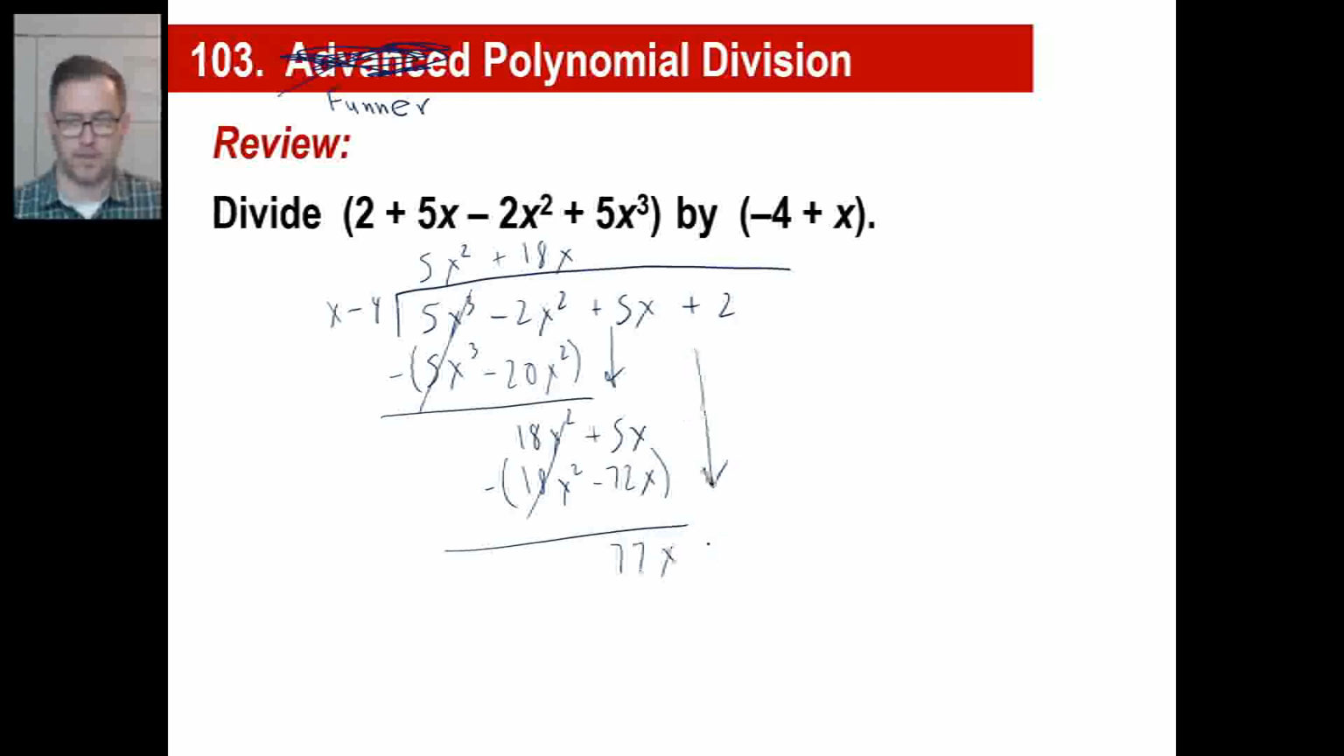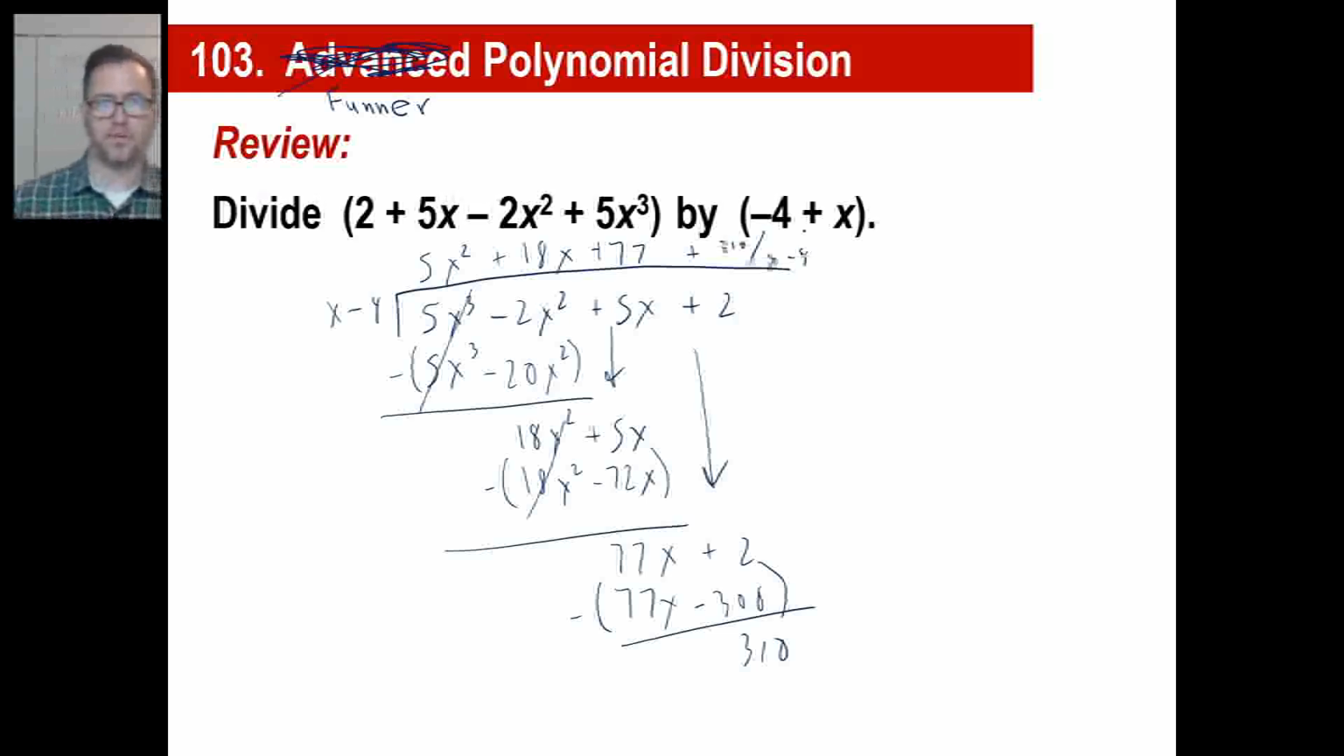This drops again. 77 divided by x is 77. And we times that there. We get 77x minus 4. Good gravy. It's negative 308. All right. So we subtract the whole thing. We get 310 left over. That's going to be plus 310 over x minus 4. Remember those? Okay. I'm sure you do. All right.